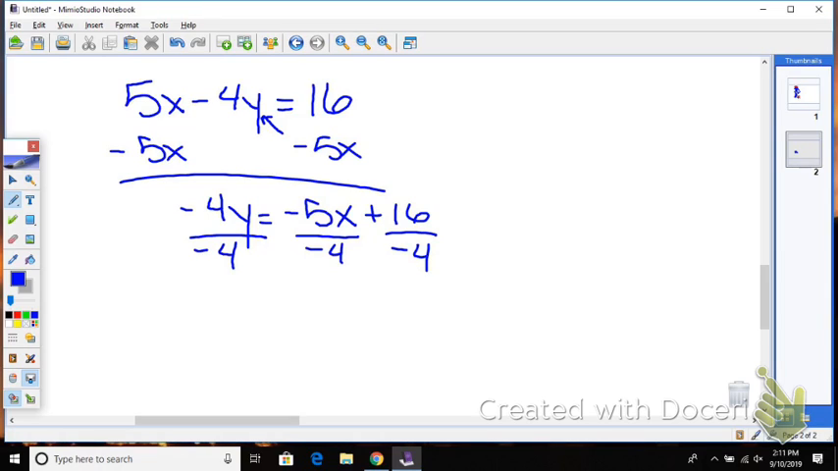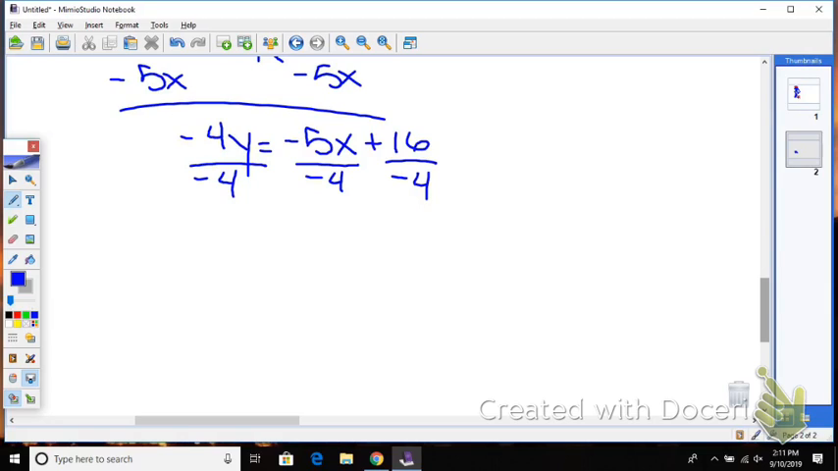Now, does 5 divide by 4? No. Is it okay to have a fraction, especially in the slope part? It is very okay. You kind of want that because it's rise over run. So I've got y equals, this becomes positive 5 over 4 x, and then what does this become? -4 divided by -4, it just canceled out.